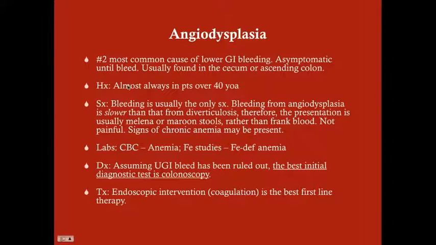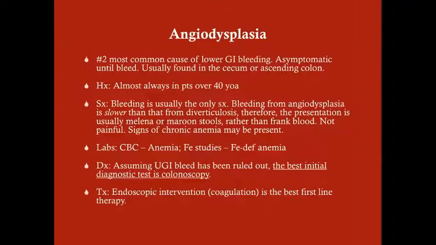The history for these patients, this is pretty much always in patients who are over the age of 40, but other than that, there's really no common thread between all patients with angiodysplasia. So symptom-wise, bleeding is usually the only symptom. The bleeding from angiodysplasia is slower than that of diverticulosis, whereas with diverticulosis you have a rapid bleed, which may even be in the distal colon. With angiodysplasia, it's a slow bleed.